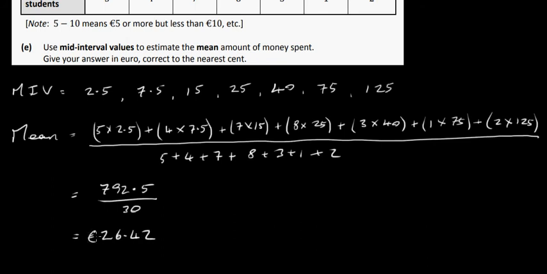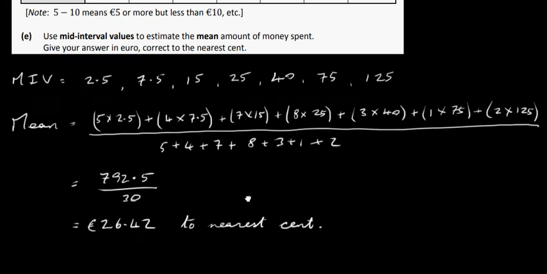26.42 euros. Now that's to, remember they asked to give it to the nearest cent, so this is the nearest cent here. So that's it. That's it for E. Now let's have a look at the last part of this question. Use the values in the table to estimate the median amount of money spent as accurately as you can. Justify your answer. So the median is the middle number.